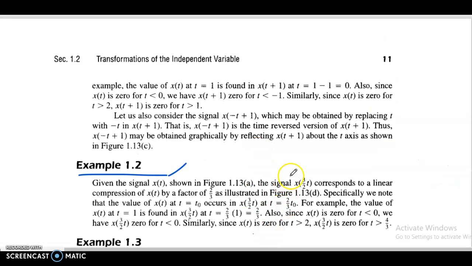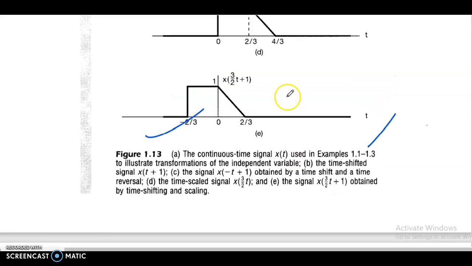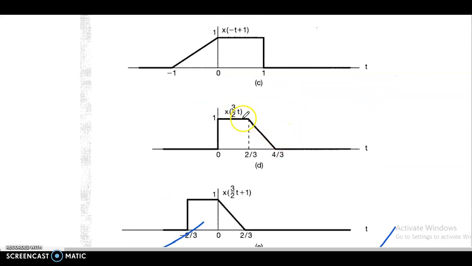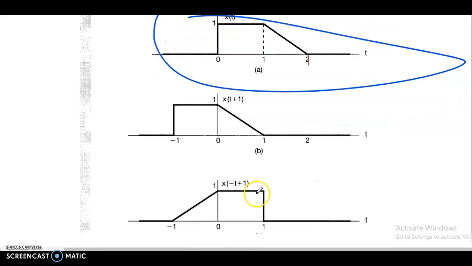The signal x of 3/2 t corresponds to a linear compression of x of t by a factor of 2/3, as illustrated in figure 1.13d. In this d, it is compressed here, this one.